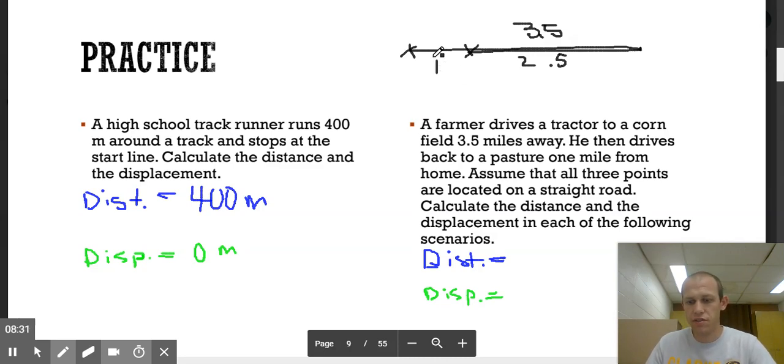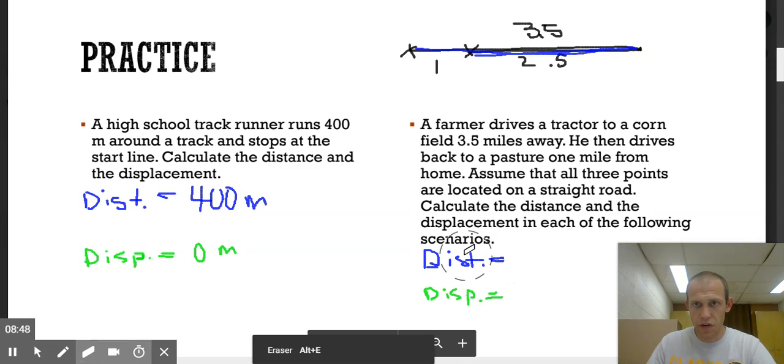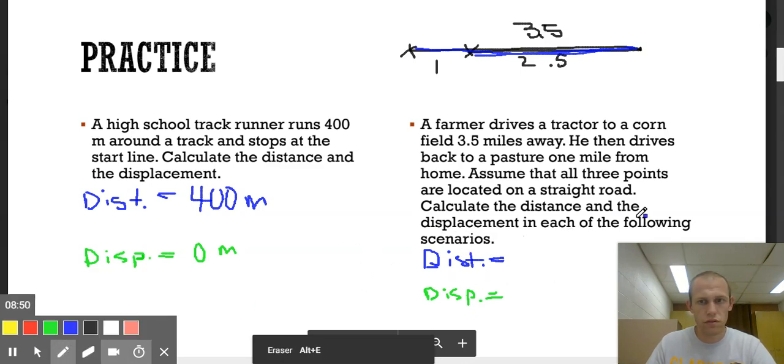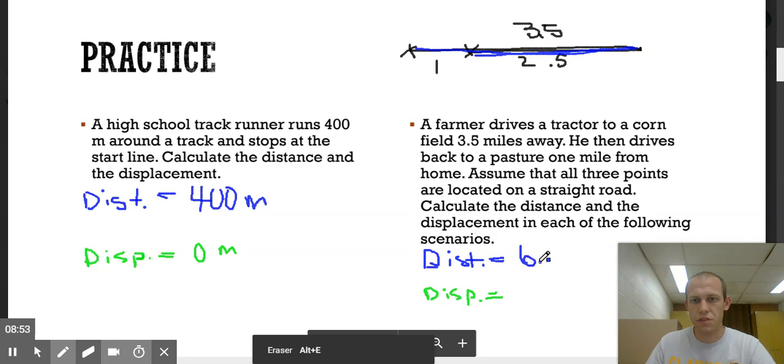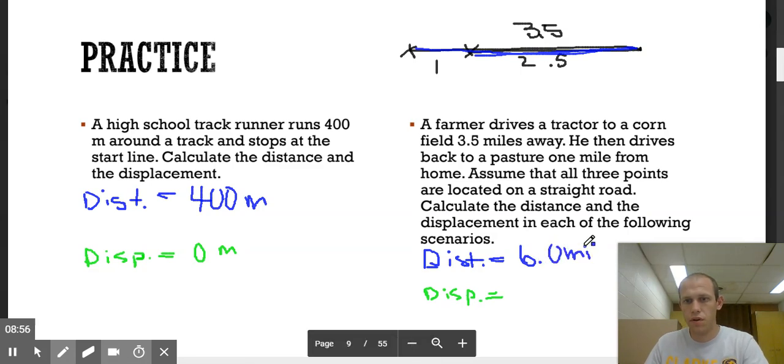So what's the distance he traveled? Well, he traveled this distance and then back to right here, which would be 3.5 plus 2.5, which would give us 6 miles. Oh, and actually, let's do appropriate sig figs here. I'm adding 2 numbers, and they're both going to the tenth spot, so 6.0. And then the displacement, how far am I from the starting point? Well, I started here, I finished here, so this is the displacement, which is 1. So 1.0 with correct sig figs miles.